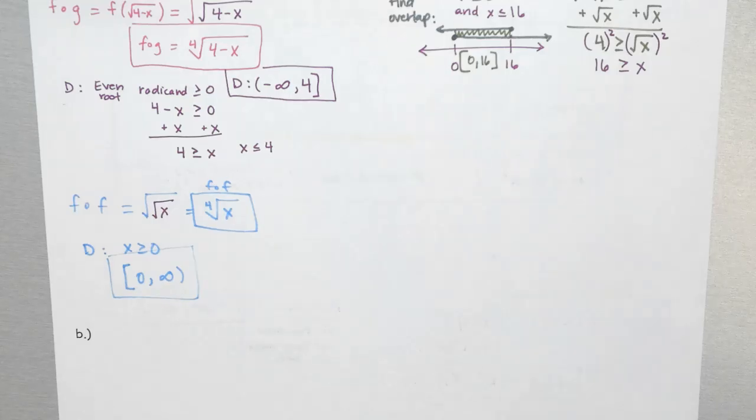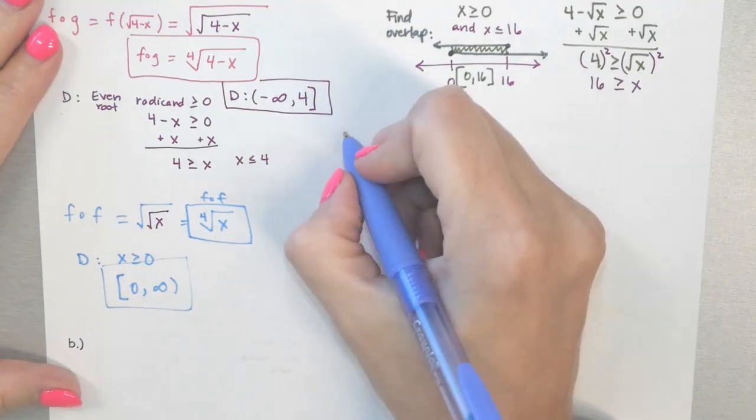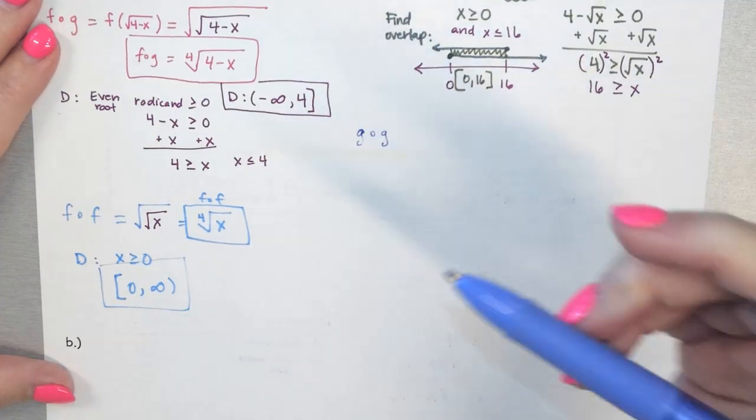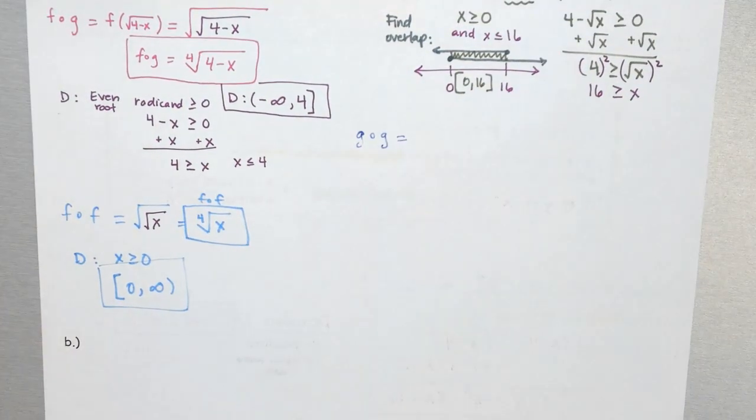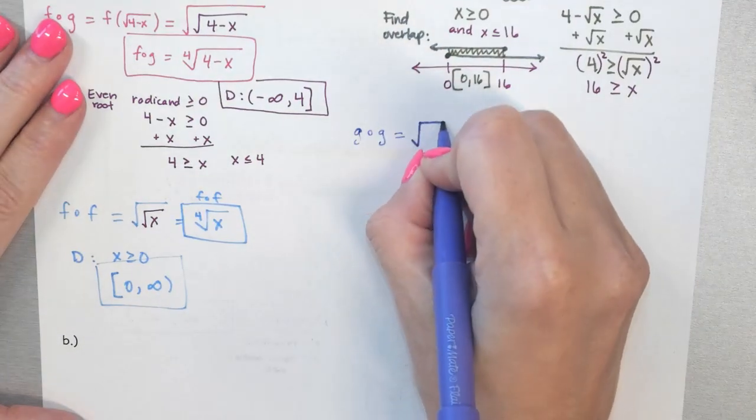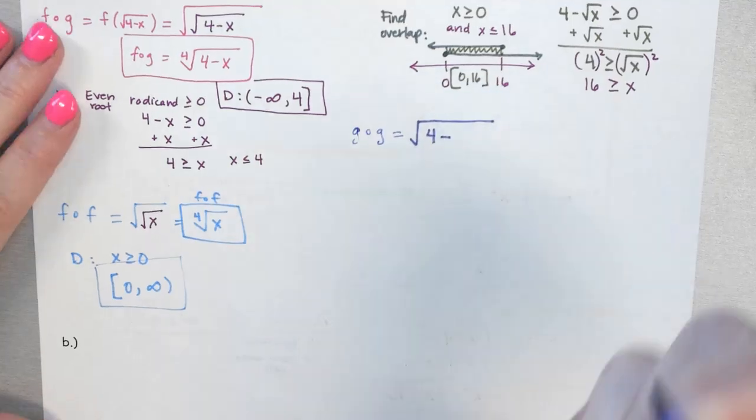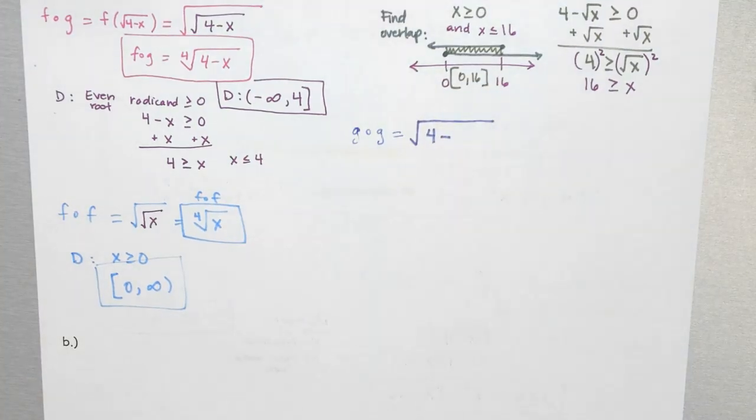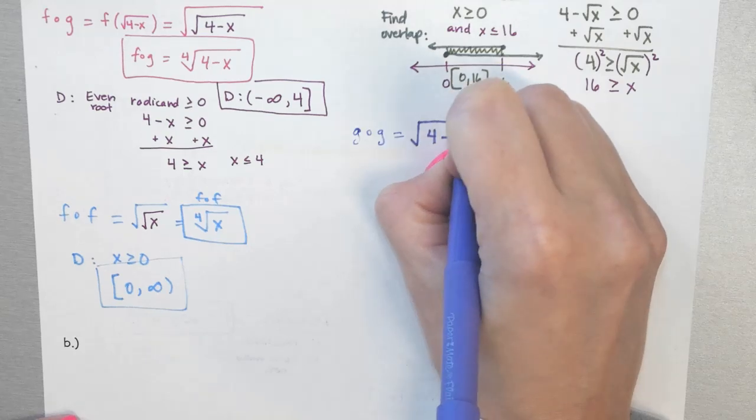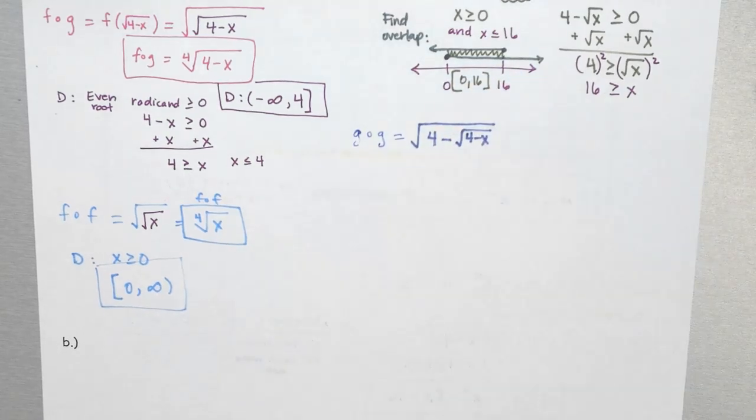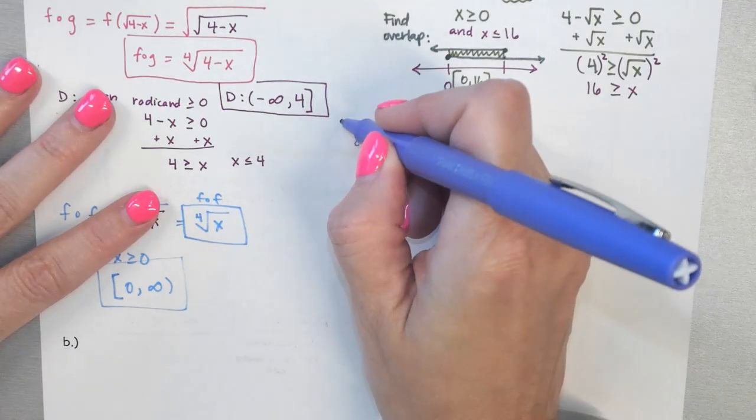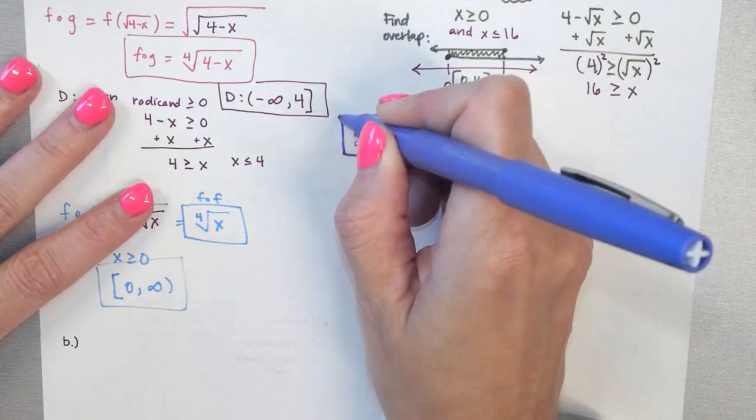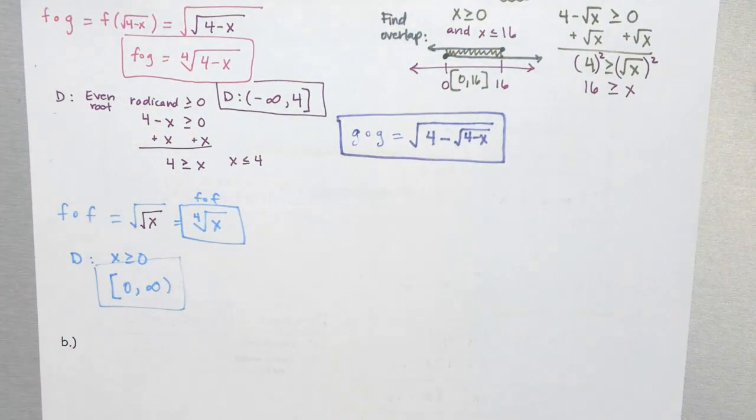All right, and then we're going to do g of g. Okay, so for our g of g, we have the square root of 4 minus, and then we're going to plug in g of x for x, which is the square root of 4 minus x. Okay, again, you cannot simplify that. You don't have the root just within a root. You have that 4 minus there, so you're going to leave it.